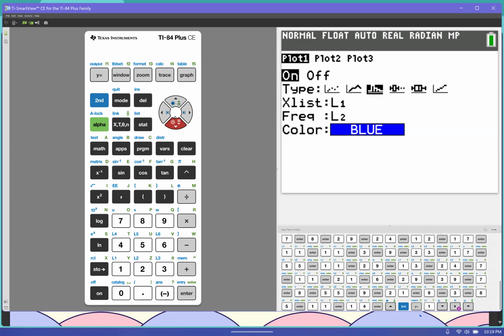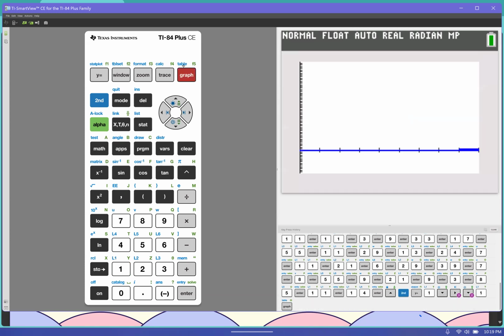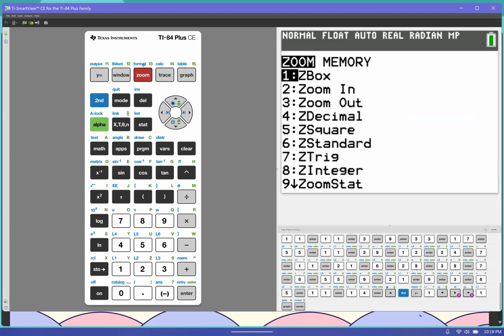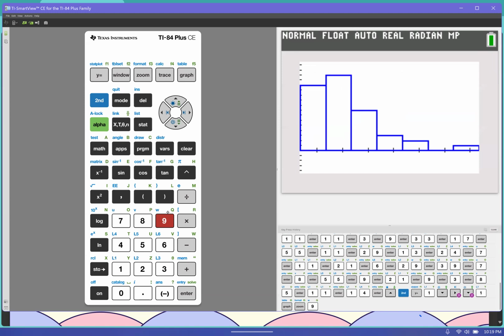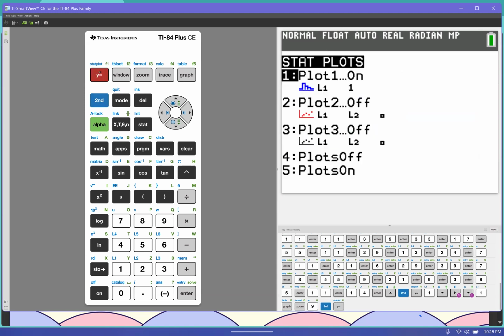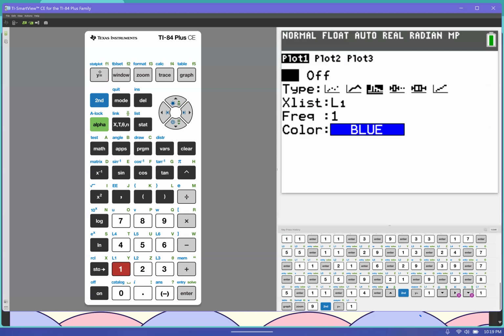Now, we're only plotting one data set at a time. So your X list needs to be L1, and your frequency just needs to be 1. Then you can graph, and we can't see that, so we're going to do zoom. I'm going to choose number 9 for zoom stat. Oh, let me go back here. Looks like I still had it on the histogram. So stat plot 1.